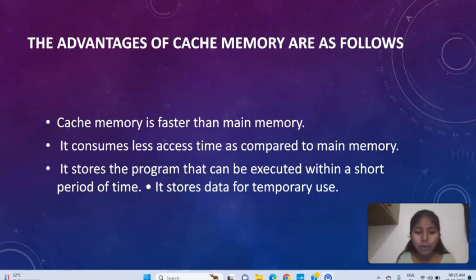It stores programs that can be executed within a short period of time. It stores data for temporary use only. When we work on a computer, it stores the data only for that particular time. Then when we turn off the computer, it will be erased.